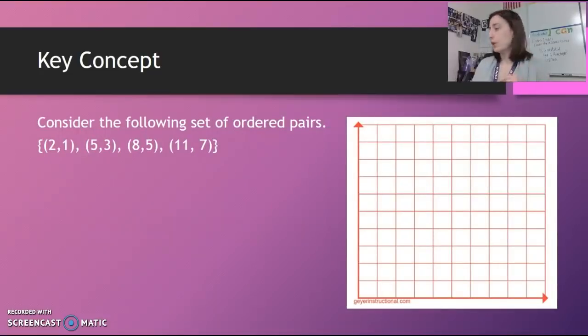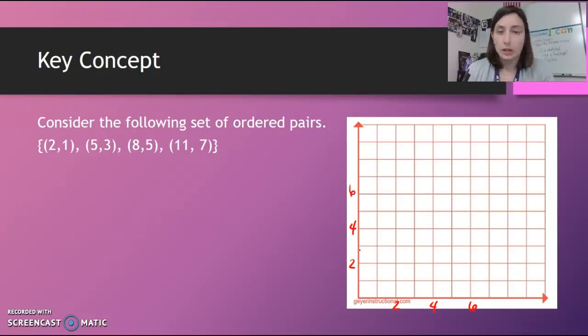So let's consider the following ordered pairs. We have (2, 1), (5, 3), (8, 5), and (11, 7). And so the first thing we're going to do is just graph those points. So each of these is just going to go by 1, so I'm just going to label every other, just so that's 1, 2, 3, 4, 5, whoops. I said 4 and then wrote 3, 4, 6.